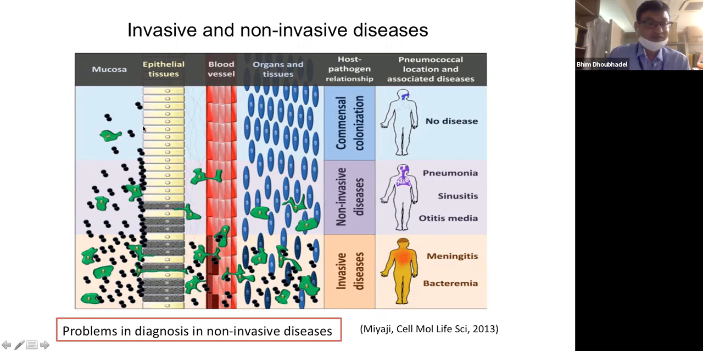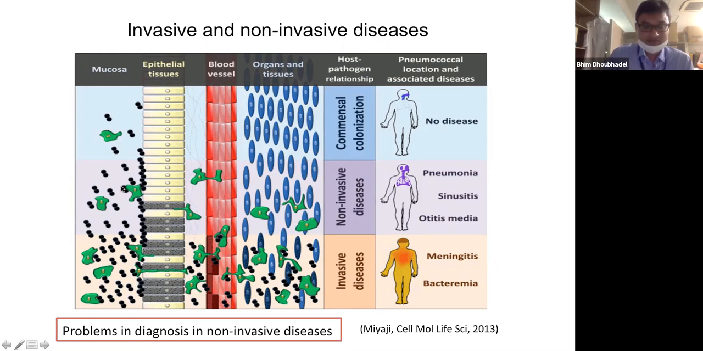And few are attached with the epithelial tissues. So generally they don't cause much inflammation. And it's a known phenomenon as well, colonization. But due to some reason, they increase in number and can cause inflammation here. At this time, the bacteria still haven't crossed the epithelial barrier, but they cause inflammation. So these are the non-invasive diseases like pneumonia, sinusitis, otitis media.